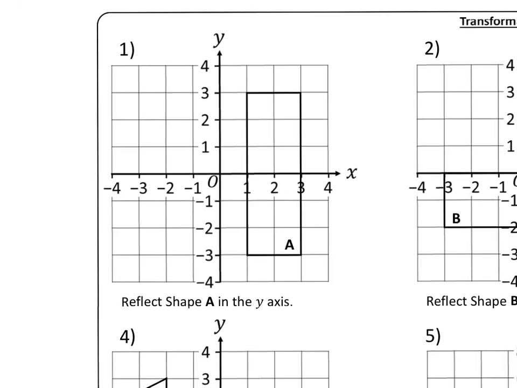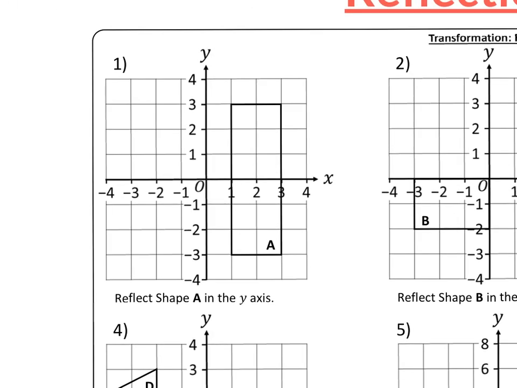Now reflections is basically just whenever you reflect a shape over a given mirror line. So this first question says reflect shape A in the y-axis. So here's our y-axis, so that means that this line in red is our line of reflection.